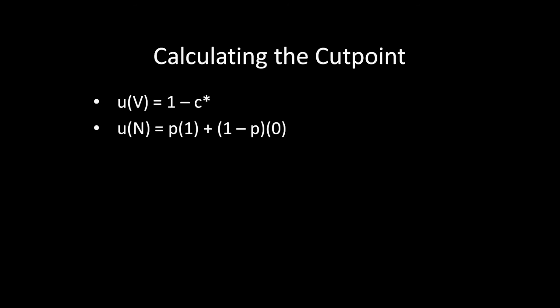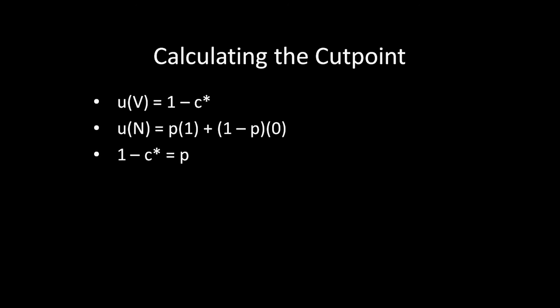Obviously, we can do some algebraic simplification there, and we also know that we're trying to calculate the indifference point, so we're going to set those two things equal to each other, and that gets us to this line here, 1 minus C star is equal to P. Now we can do some crazy things.